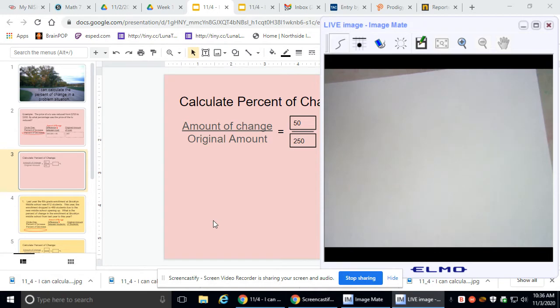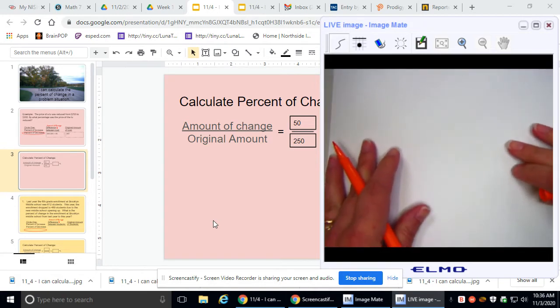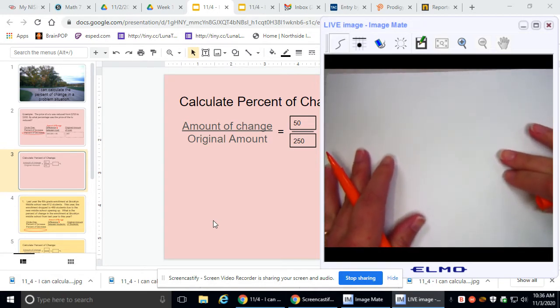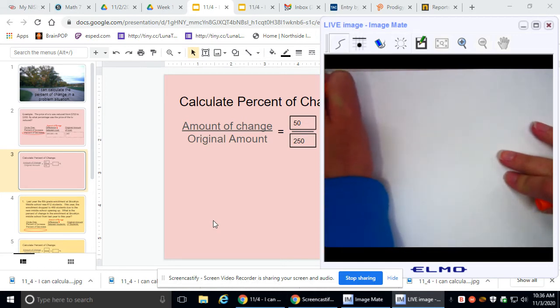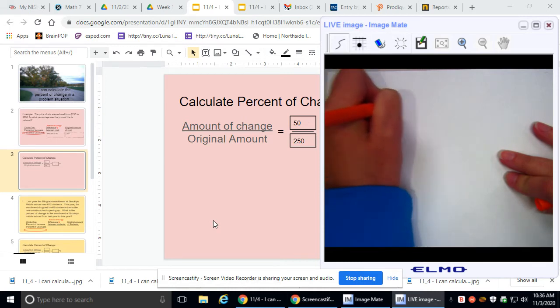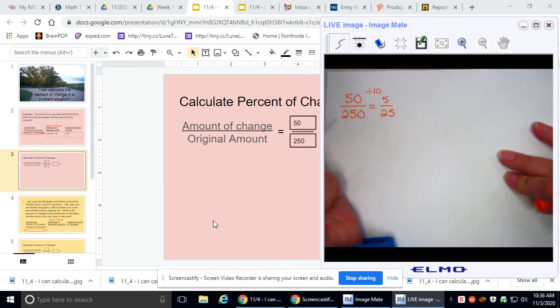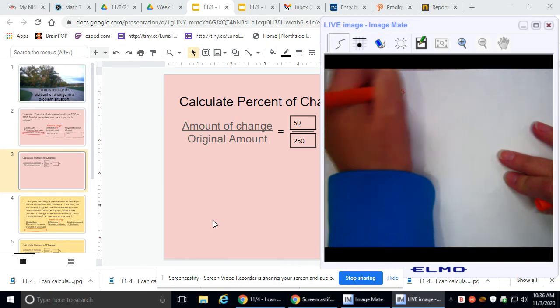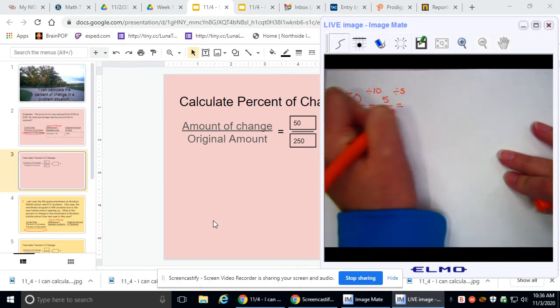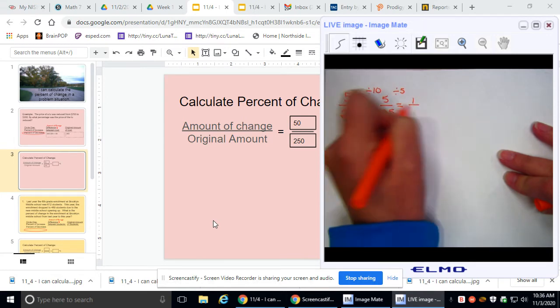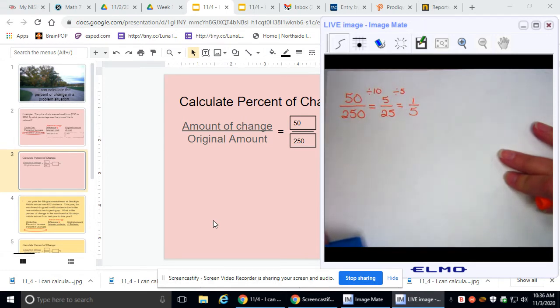So if I have a ratio, or fraction, of 50 to 250, and I want to simplify that, I can already see that it's divisible by 10. If I divide by 10, I get 5 over 25. To simplify even more, they end in 5, so we're going to divide by 5. As you can see, we come up with 1 over 5, or 1/5.